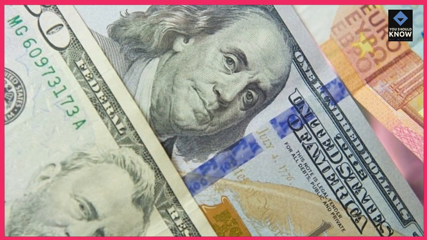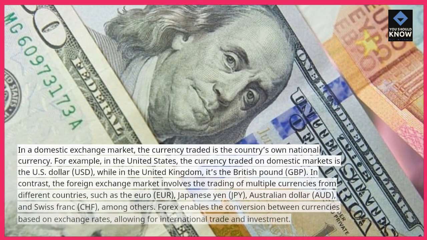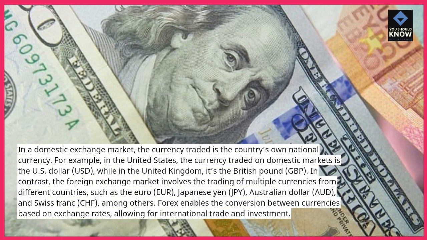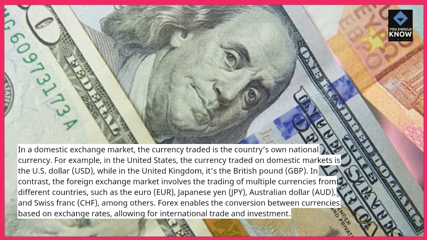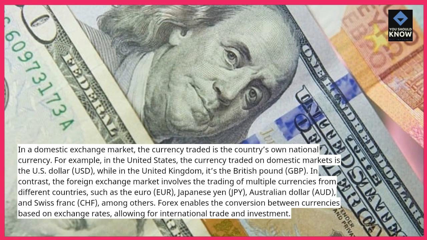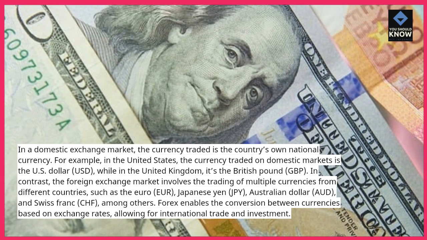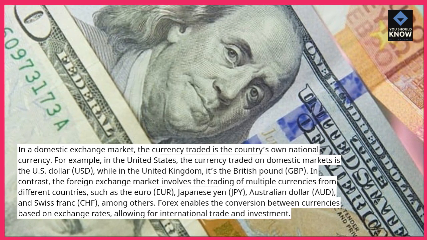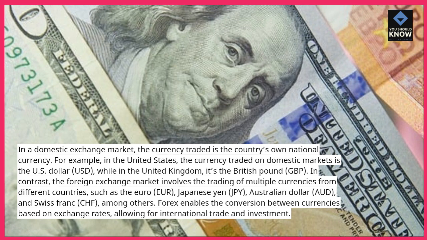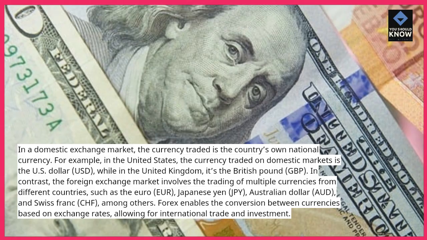2. Currency involved. In a domestic exchange market, the currency traded is the country's own national currency. For example, in the United States, the currency traded on domestic markets is the US dollar, USD, while in the United Kingdom, it's the British pound, GBP. In contrast, the foreign exchange market involves the trading of multiple currencies from different countries, such as the euro, EUR, Japanese yen, JPY, Australian dollar, AUD, and Swiss franc, CHF, among others. Forex enables the conversion between currencies based on exchange rates, allowing for international trade and investment.